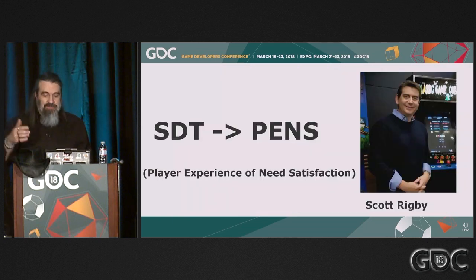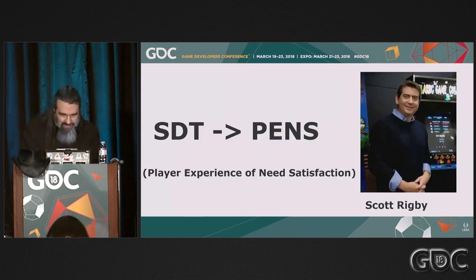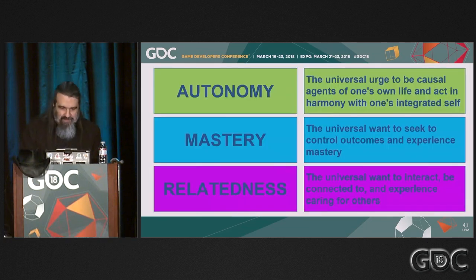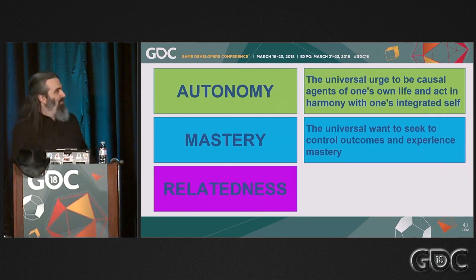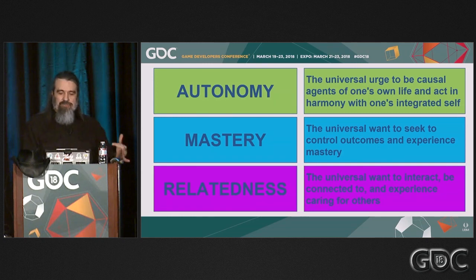Relatedness is just getting better at things. Well, all right, I will try to control the unruly slide monsters. Okay. Relatedness is this universal want to interact and be connected to people. So we like to have choice, we like to get better at things, we like to relate to other people.